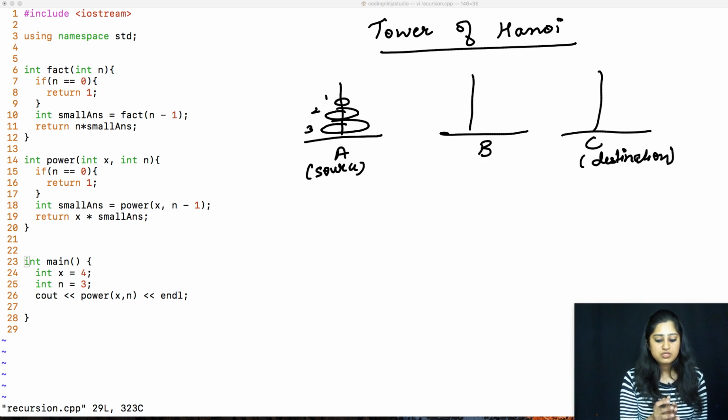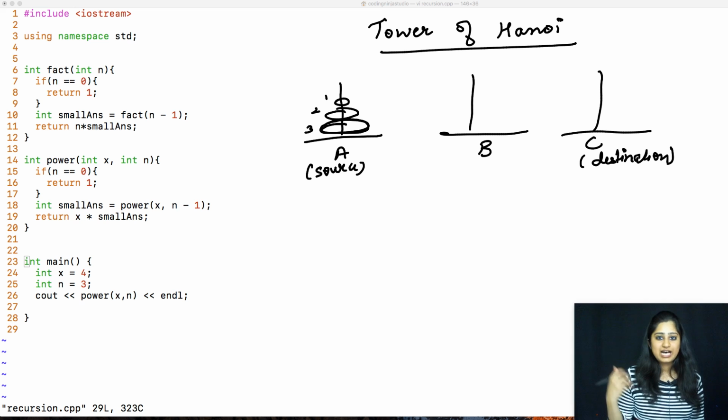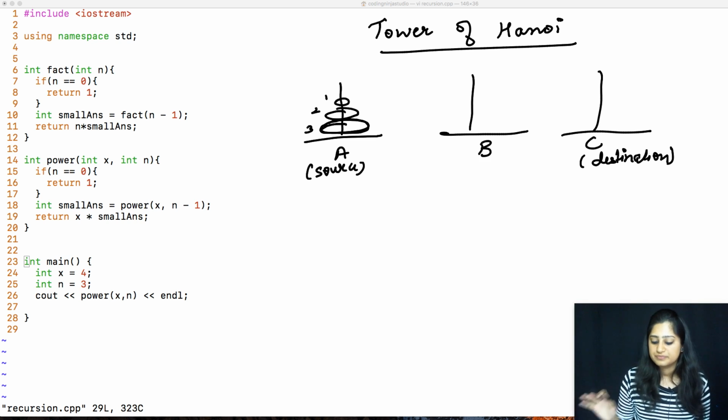So what I have to do is transfer all these discs from A to C. Now these discs are of different sizes. At the bottom should be the disc of maximum size. So 3 is the biggest of all, then 2, then 1. So we have placed them in this manner, and we have to transfer all of them from A to C, and we need to maintain their order. So maintaining the order of the discs, we have to transfer them from A to C.